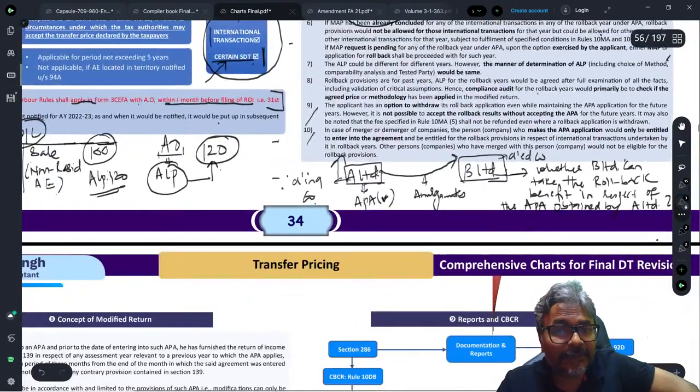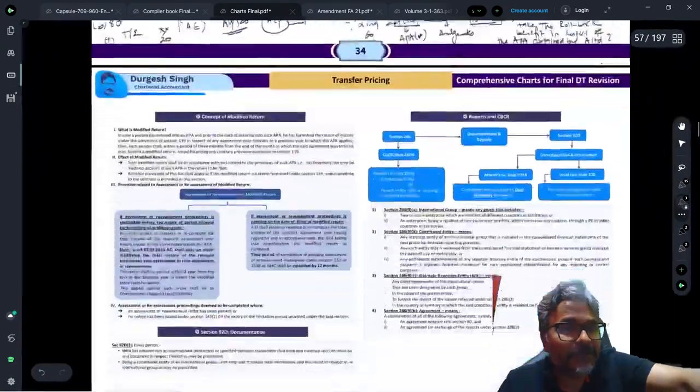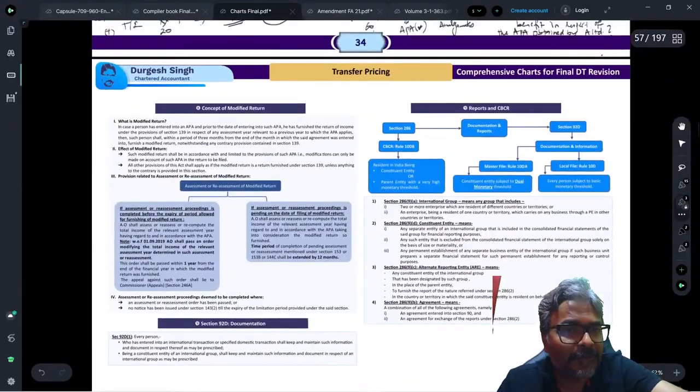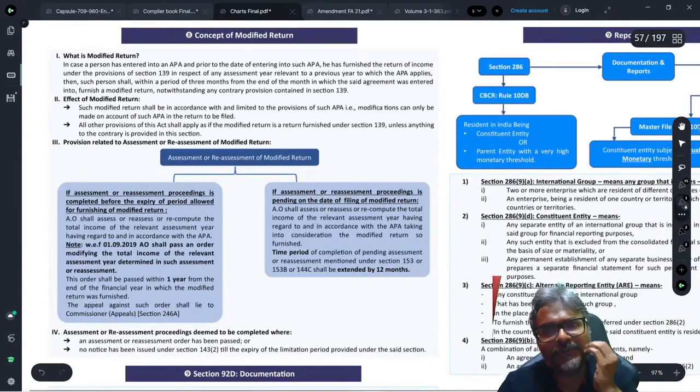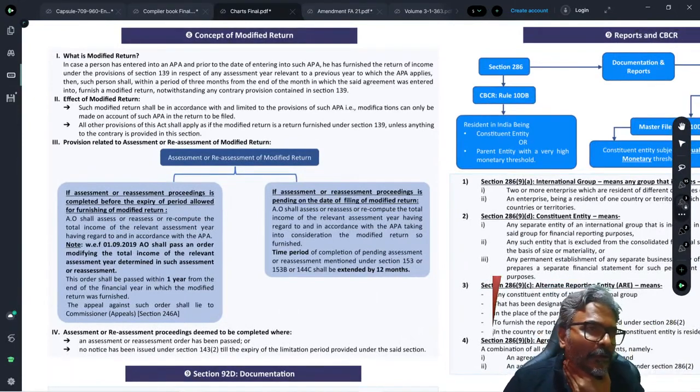With that, students, we are done with this important point. Now, the last point is about the modified return, and thereafter, students, documentation. Today, students, we will complete till documentation. Tomorrow, thereafter, what am I going to do? In 1 hour's time, tomorrow, I'm going to finish off the balance area of transfer pricing. And thereafter, the next 1 hour, I'm going to focus on equalization levy. So those are the two targets which I will have for tomorrow's session.